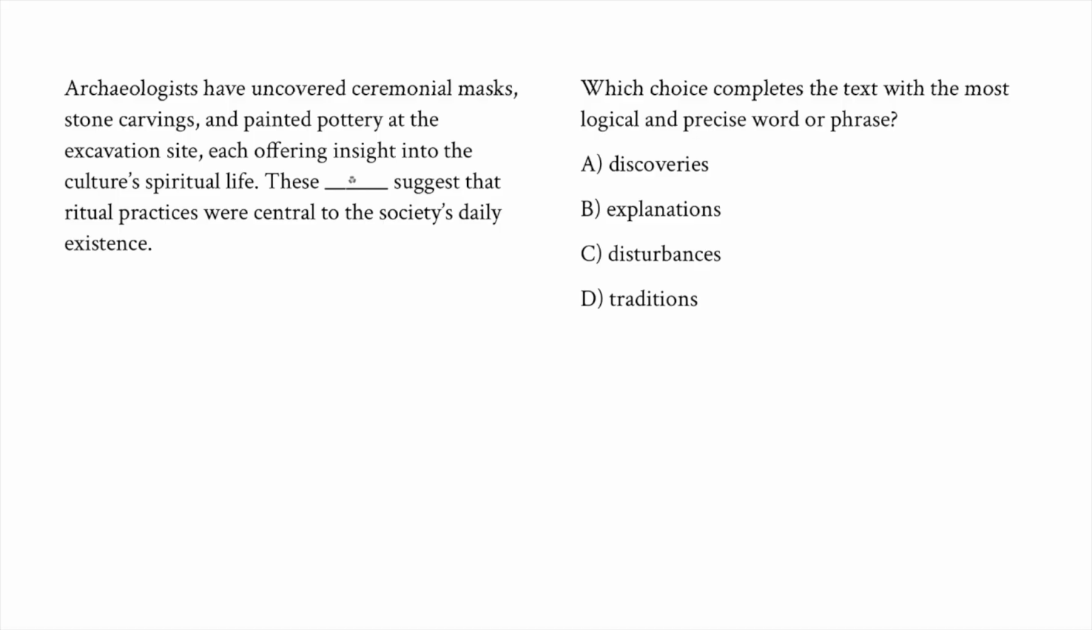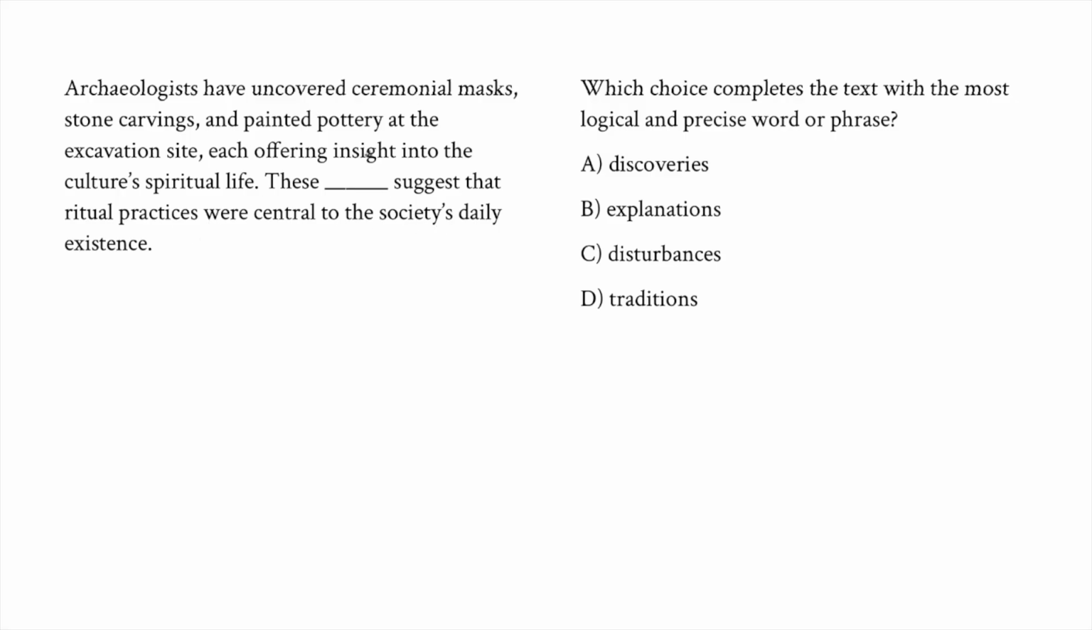And then one other thing to keep in mind is that everything I've been saying about this could also apply to that, these, and those. They're words that point back at something in the previous sentence. And so here our word is going to be these, but it's going to be the same basic approach that we used in the previous question. So archaeologists have uncovered ceremonial masks, stone carvings, and painted pottery at the excavation site, each offering insight into the culture's spiritual life. These blank suggest that ritual practices were central to the society's daily existence.